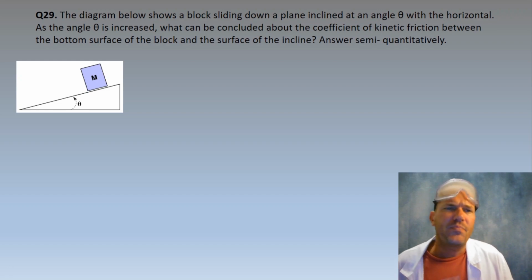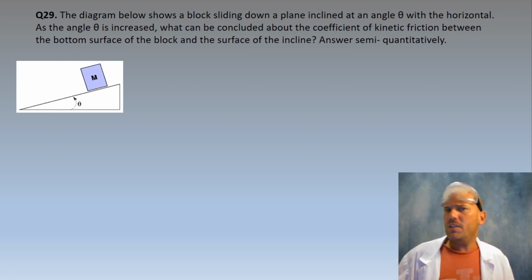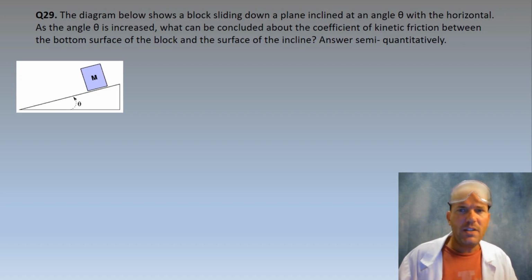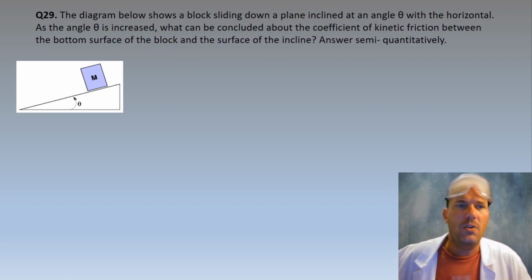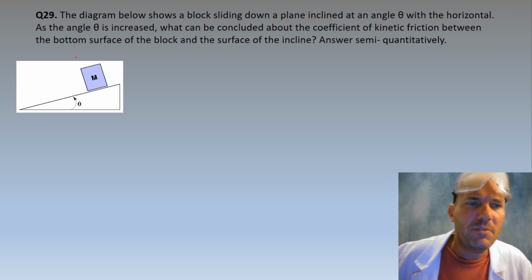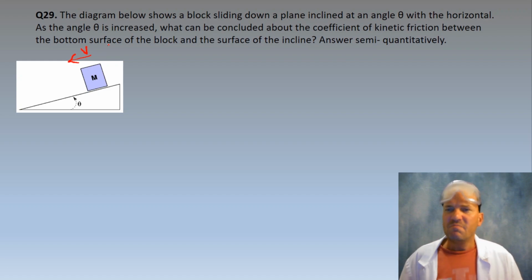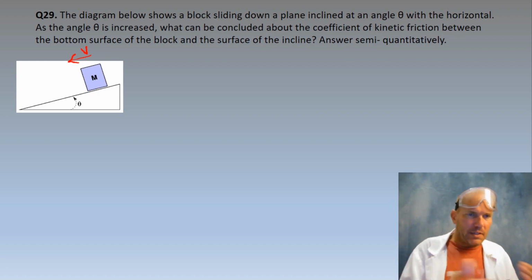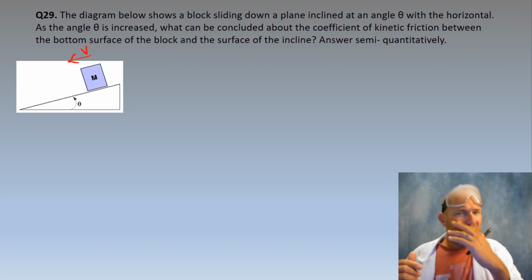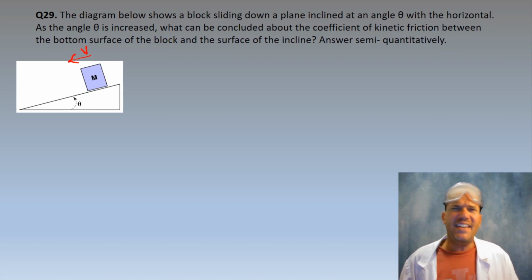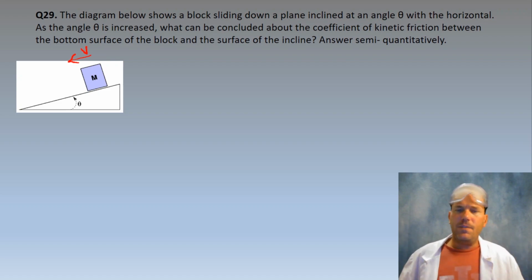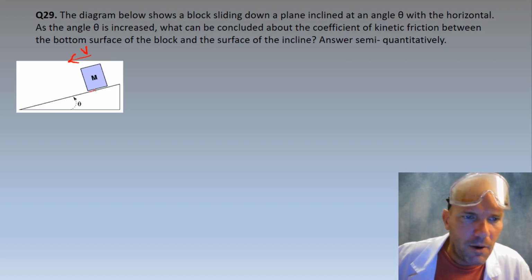Question 29. This diagram shows a block sliding down an incline at an angle theta. So the diagram below shows a block. I'm going to draw a downward arrow and put v here, okay? So remember, it's moving down. What can be concluded about the coefficient of kinetic friction? That's the friction of motion, as opposed to static friction, between the bottom surface of the block and the surface of the incline. So we're asked about right here.